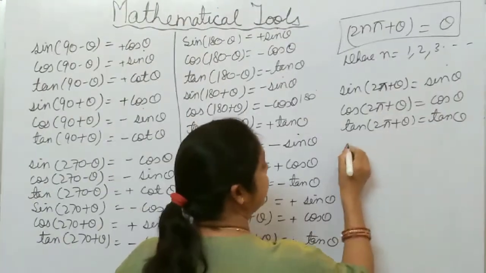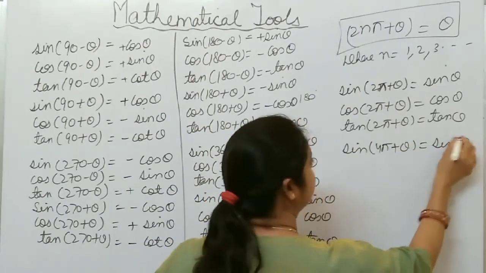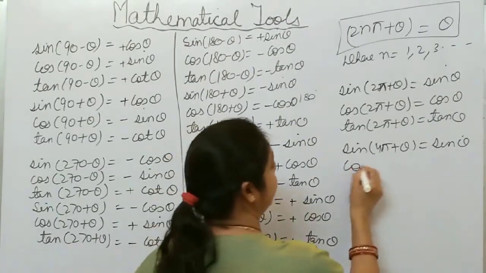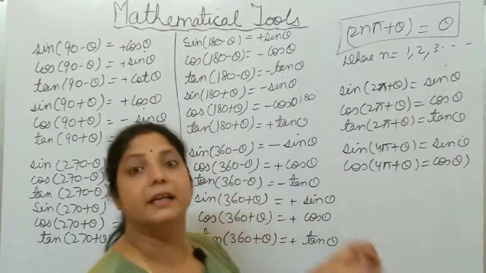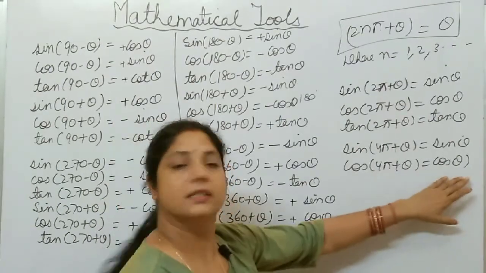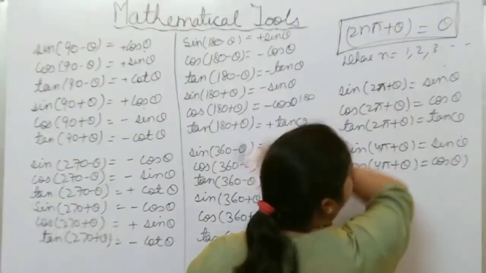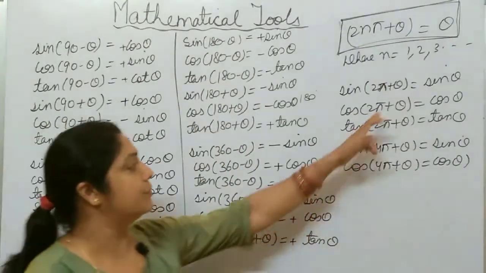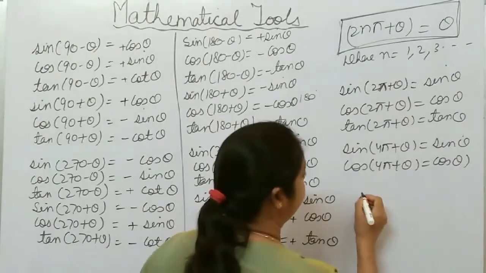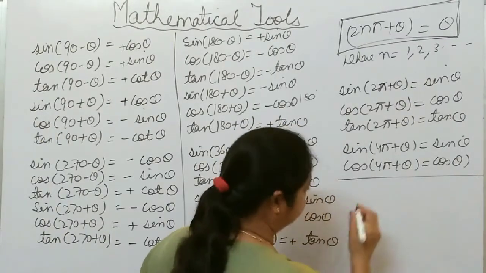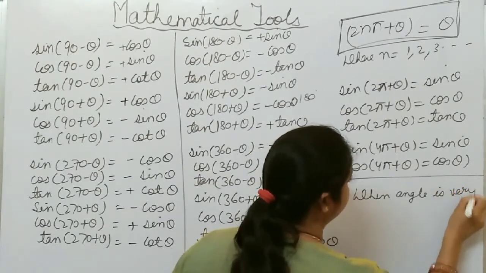In place of 2 pi, sine 4 pi plus theta remains sine theta. Cos 4 pi plus theta, then again cos theta. Or 6 pi, 10 pi, 100 pi, even multiples of pi, it remains the same. So in this way, this one is also very, very important, that after even multiples of pi, it means 2 pi angle, the values remain the same. Okay. After that, one thing is also very, very important, when angle is very, very small.